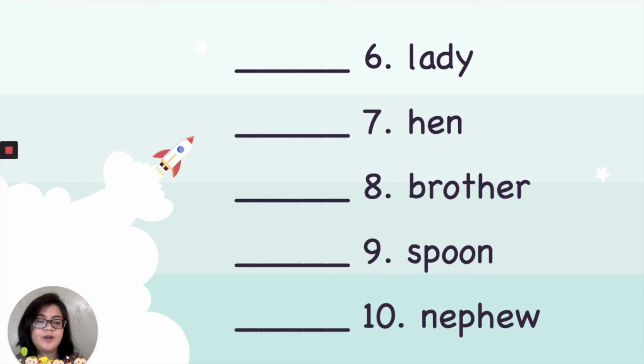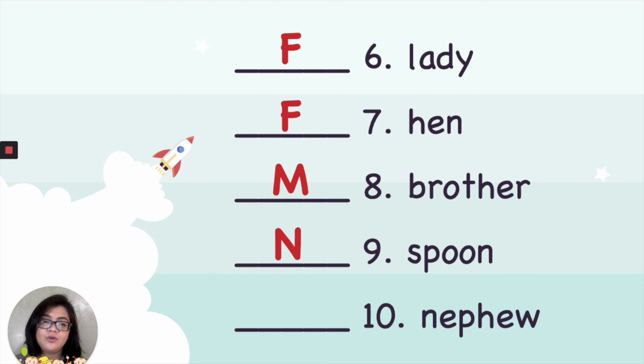Okay? So for number 6, lady. Lady is a name for a female person, so it's a feminine. Number 7, hen, is a name for a female animal, so it's also a feminine. Brother, on the other hand, is a name for a male person, so it's a masculine. Spoon is a non-living thing, so it's neither a male or female, so it's a neuter. And lastly, we have nephew, which is a name for a male person, and because of that, it's under the masculine.